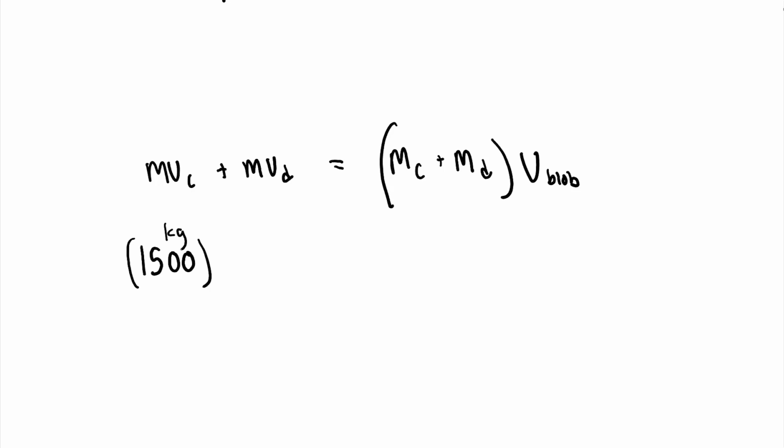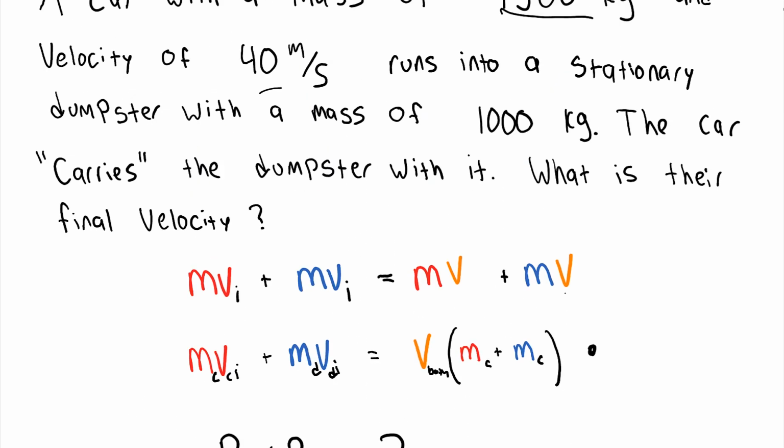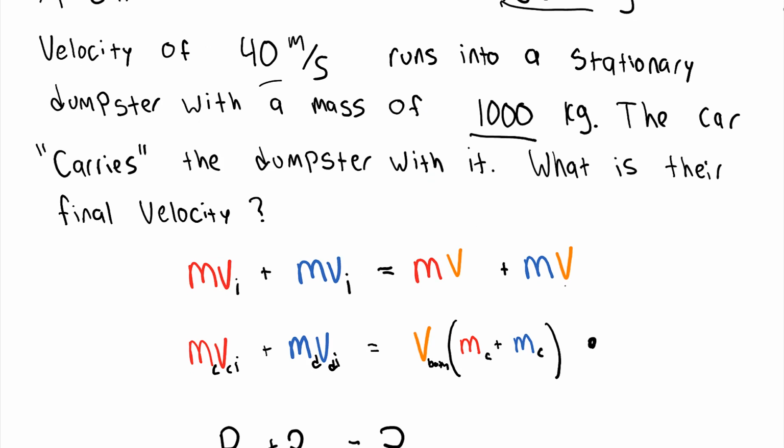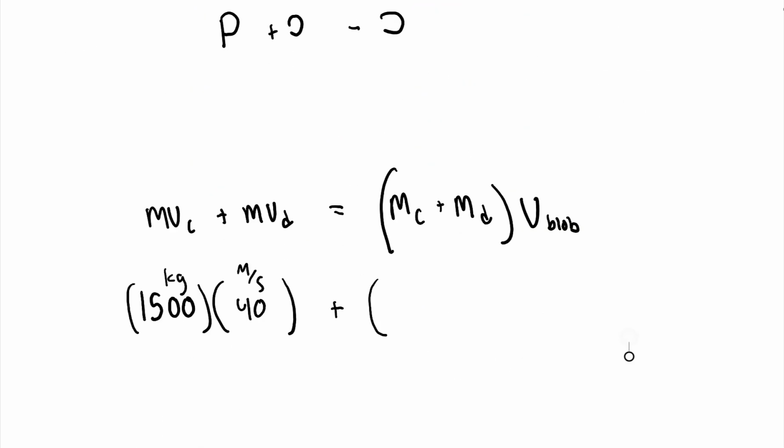This is in kilograms, and then 40 meters per second. So I add together this momentum with the momentum of the dumpster, which is the mass times velocity of the dumpster. The dumpster is 1,000 kilograms, and it starts stationary, so it's not moving. So the mass of the dumpster is 1,000 kilograms times 0 meters per second, because it's not moving.